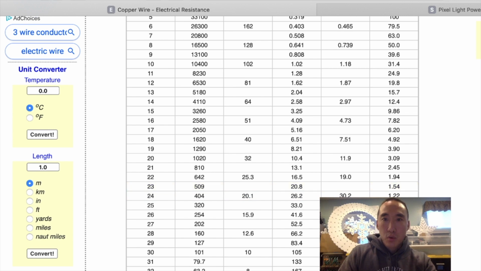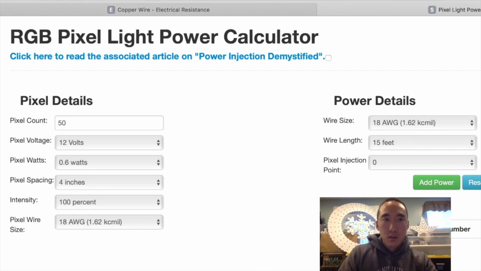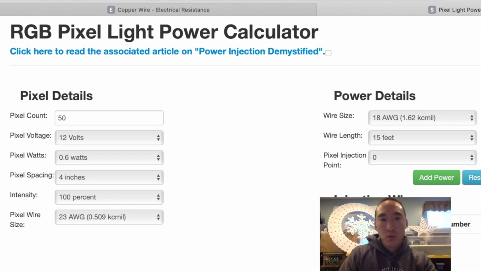So why is this important? Once you have that effective wire gauge, then you can use it in the SpikerLights calculator. So going from here to 23, this would best accurately model what you need to do for a power injection, to determine your voltage drop and where you want to power inject.